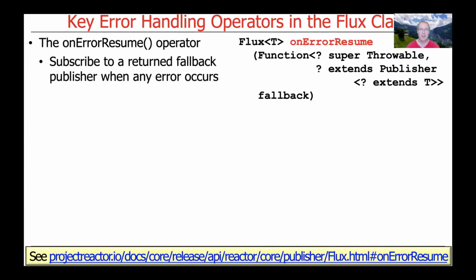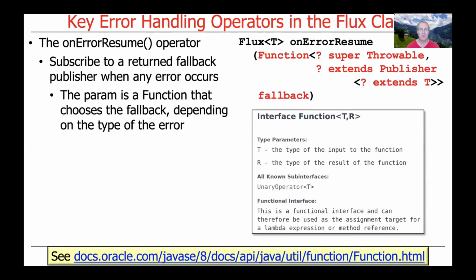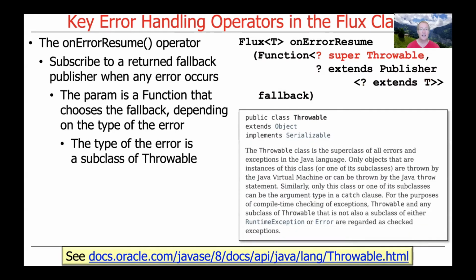Let's now turn our attention to the onErrorResume operator. This operator is used to subscribe to a fallback publisher when any error occurs. Once again, there's a parameter passed to this. It's a little different from onErrorContinue, which took a BiConsumer. In the case of onErrorResume, the parameter is a Function, a functional interface from Java 8, that chooses the fallback depending on the type of the error or the type of the exception. The type of the error is, once again, a subclass of Throwable, just like with onErrorContinue.